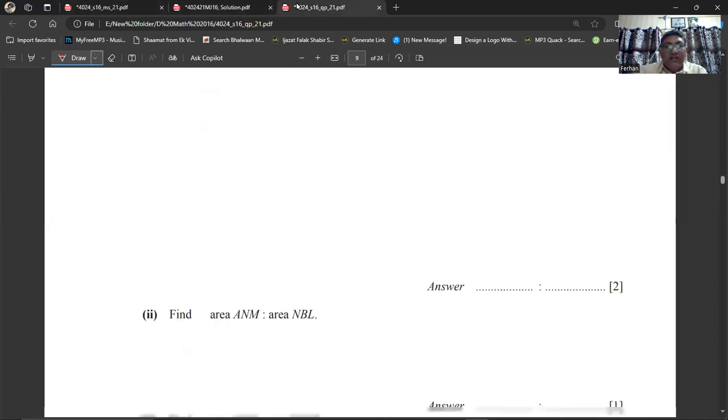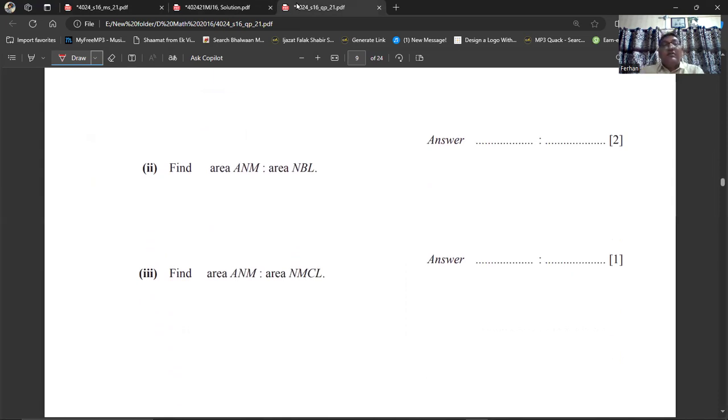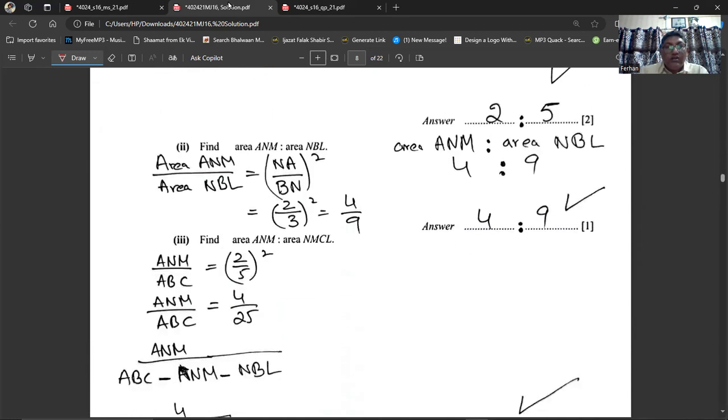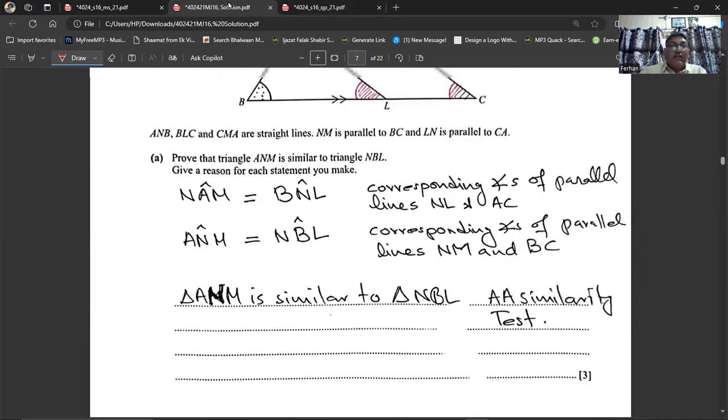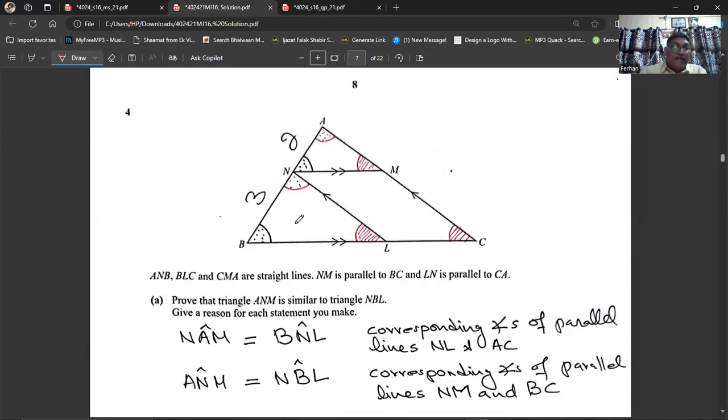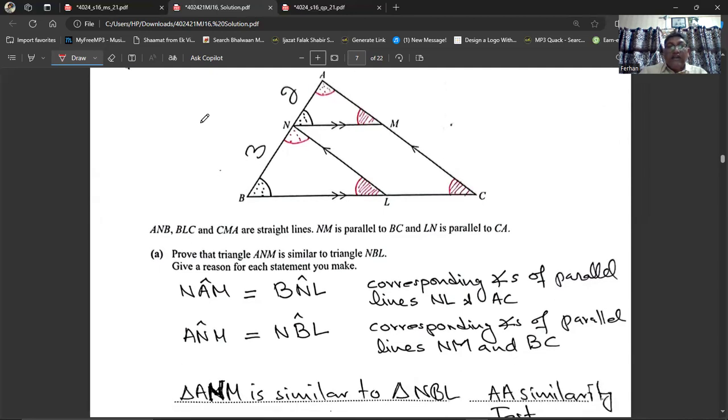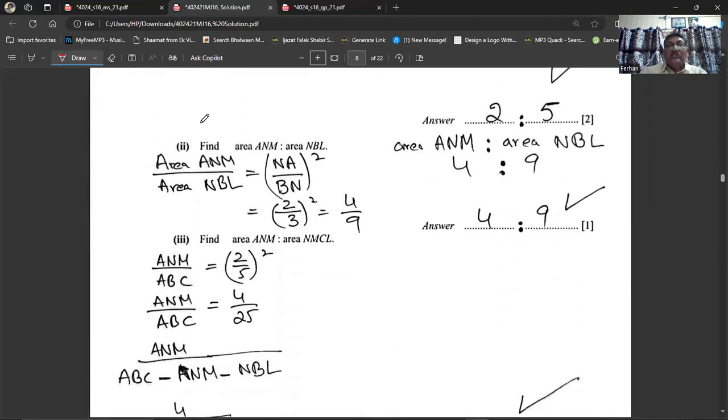Then we have: find the ratio of the area of the triangle ANM to the area of the triangle NBL. So the area of the ANM divided by the NBL. They are talking about the area of this and the area of this because they are similar to each other. So the ratio of their areas will be equal to the square of the ratio of their sides. So the area of the ANM divided by the area of the NBL will be equal to, for example, the side NA and the side BN, squared. NA is 2 and BN is 3, squared. So it will be 4/9. So the ratio of the area of the ANM to the area of the NBL will be 4:9.